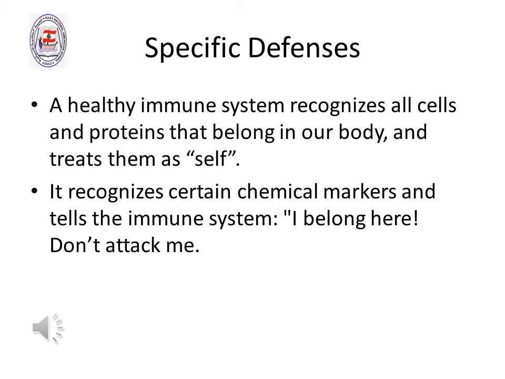What did I mean by self? A healthy immune system recognizes all cells and proteins that belong in our body and treats them as self. Self means that they are not foreign or unknown. It recognizes certain chemical markers that tell the immune system, I belong here, do not attack me.